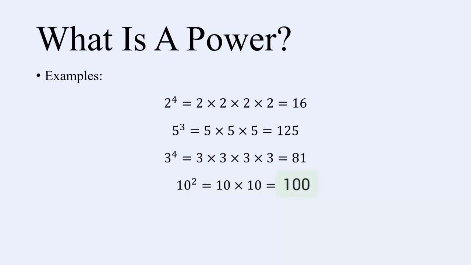10 to the power of 2 equals 10 times 10, which is equal to 100. 8 to the power of 7 means there are 7 groups of 8 multiplied together, which equals 2,097,152. Now, a special type of power of a number is called a square.